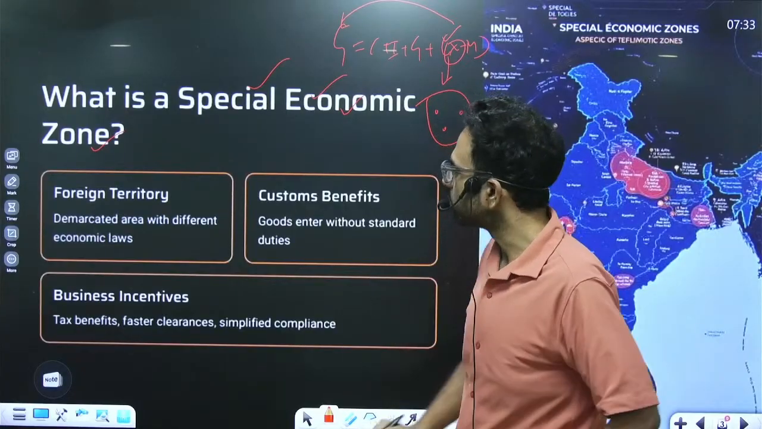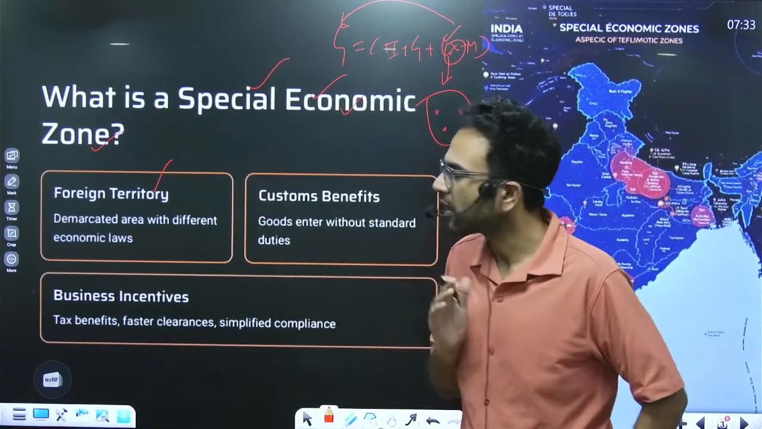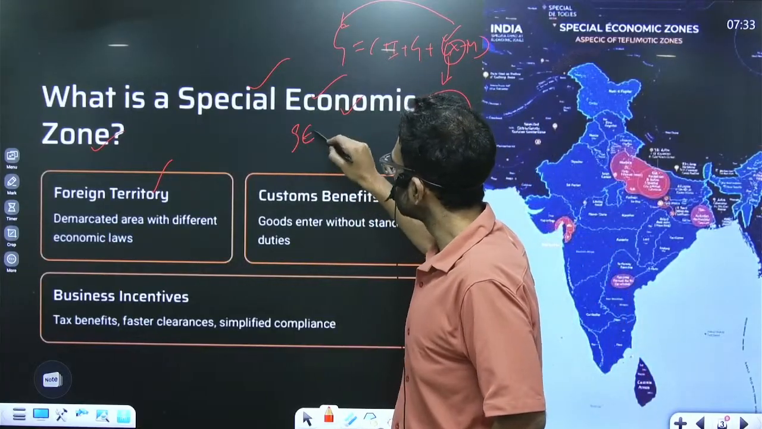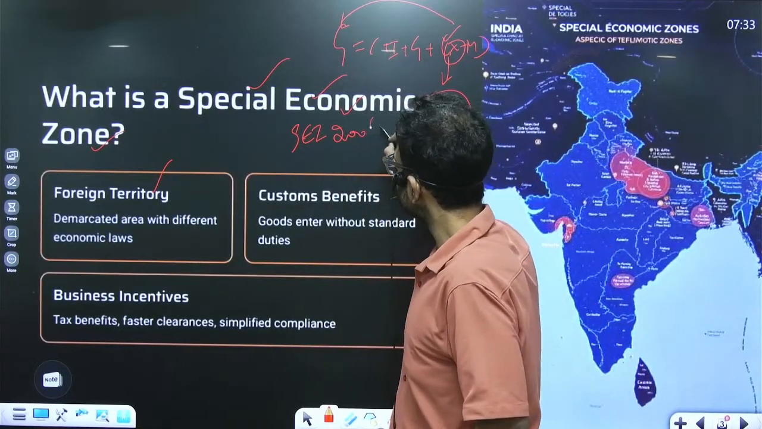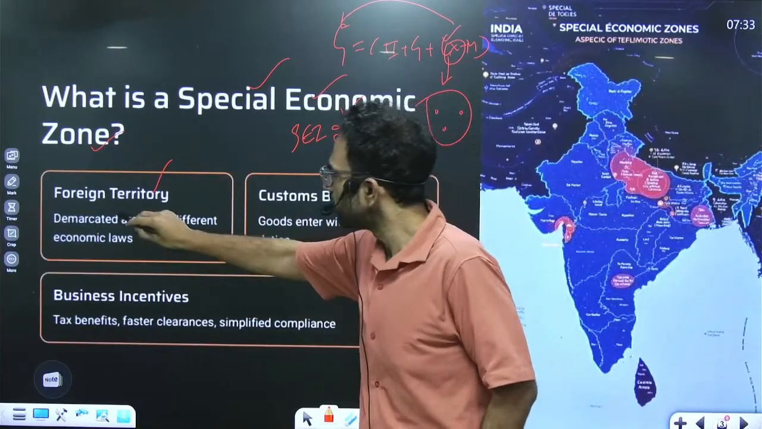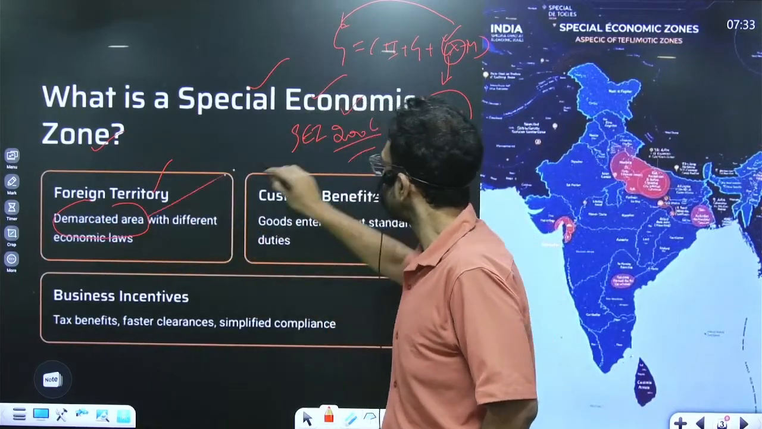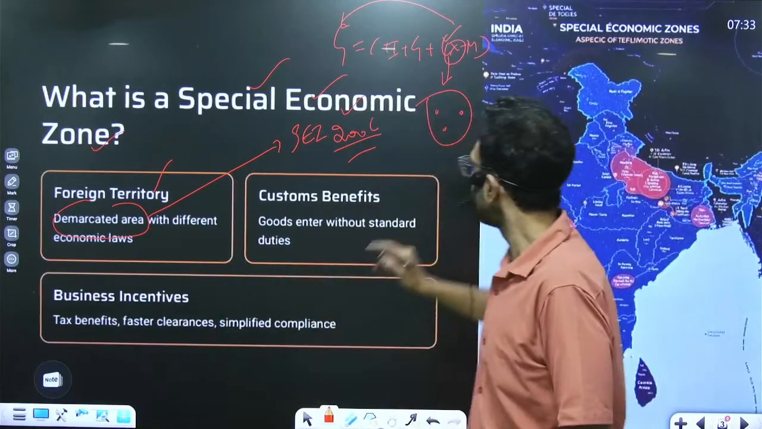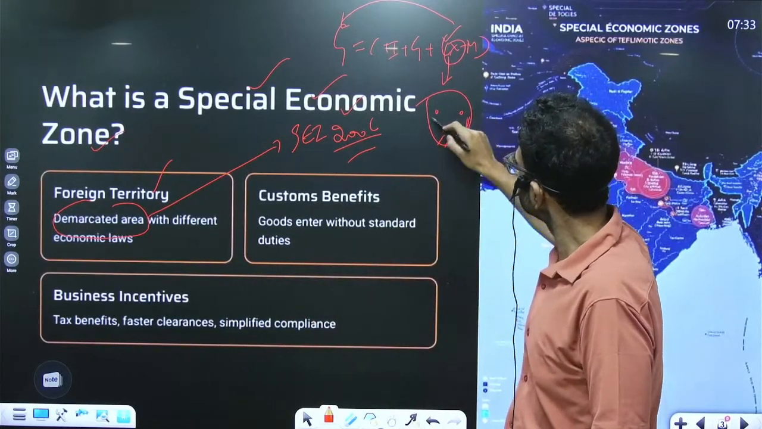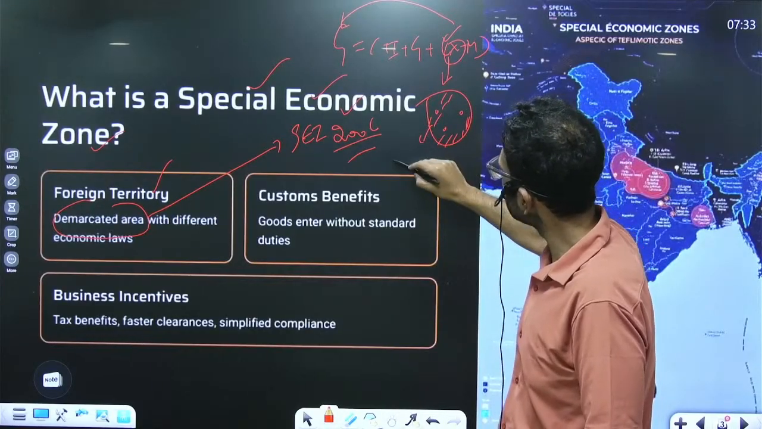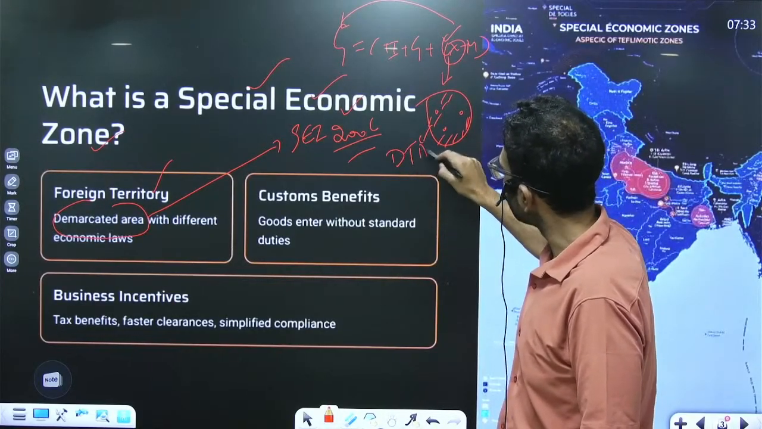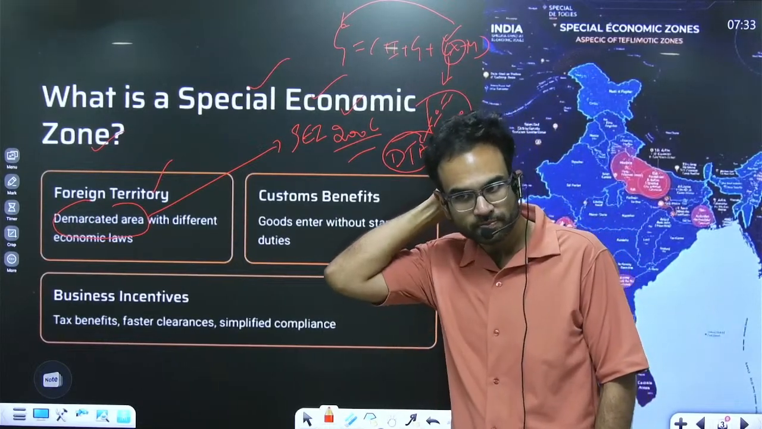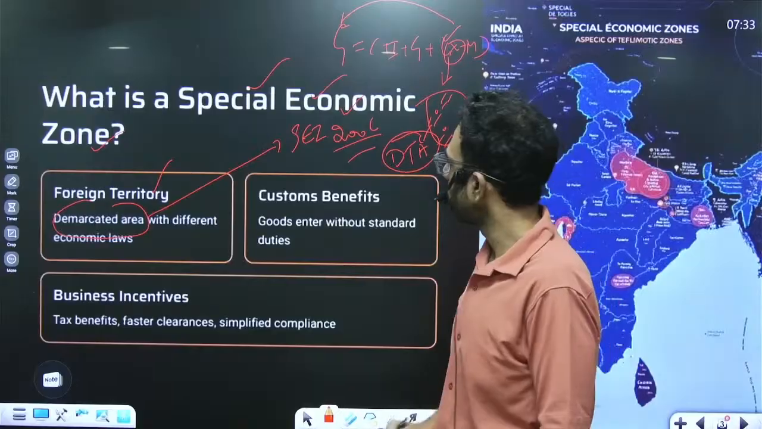There are three facets to this. One, it is treated as a foreign territory, because a small piece of land which is notified through an act called the SEZ Act of 2006 will treat this demarcated area, as per this SEZ Act, differently from the other areas like this. This is the outside area, and this is usually called the domestic tariff area. Please note this term. Okay, that is point number one.